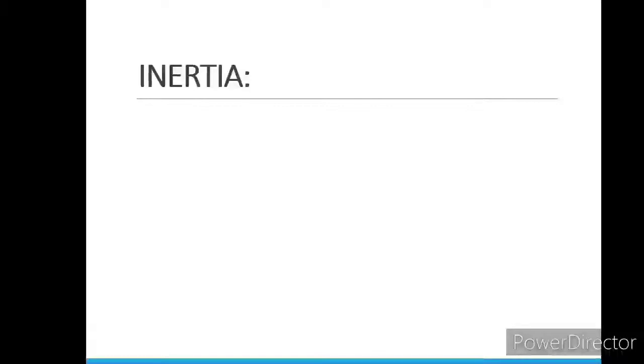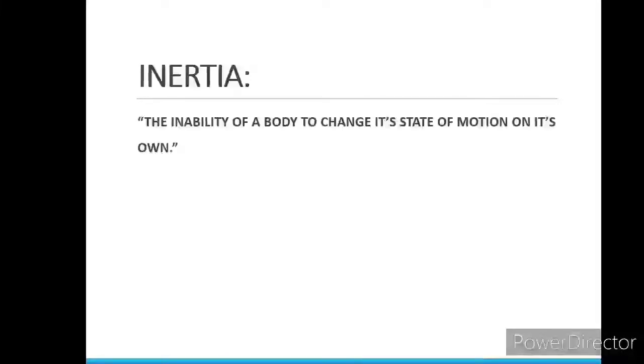So first let us see the definition of inertia. Inertia is the inability of a body to change its state of motion on its own. When we say state of motion, it includes both rest and motion. Both states will be included there. So if a body is at rest, it will stay at rest. If a body is in motion, it will stay moving. It will not change its state on its own unless an external force acts upon it. Why does it happen? It is due to its inability to change that state on its own.